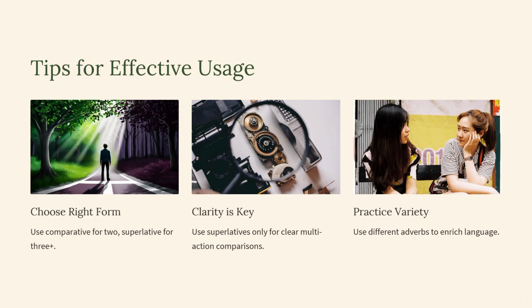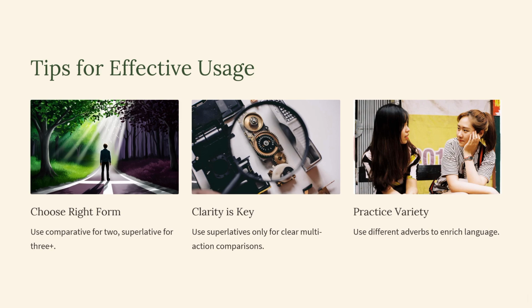Now that we've covered the rules and common mistakes, let's look at some practical tips for using comparative and superlative adverbs effectively in your writing and speaking. So, tip number one is choose the right form based on context, right? So, it's important to understand when to use a comparative adverb versus a superlative one. So, use comparative adverbs when comparing two actions or things, like she runs faster than I do, and on the other hand, use superlative adverbs when comparing three or more actions or things, like he runs the fastest of all the competitors, right? So knowing when to use each form will help you create clear and more precise sentences.